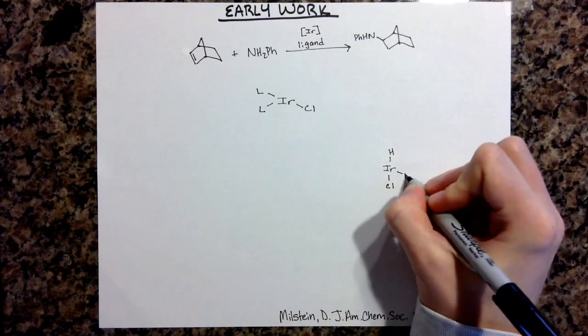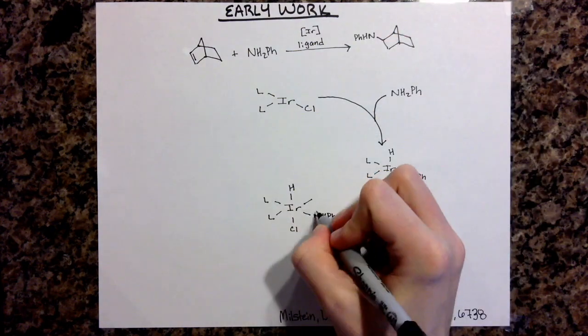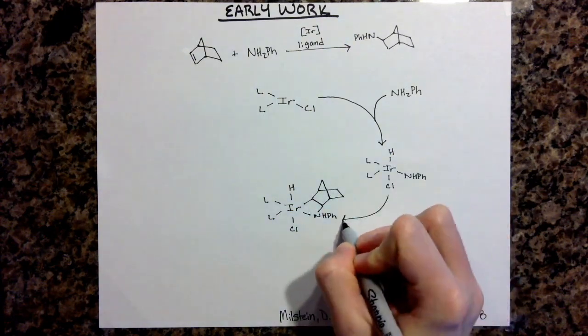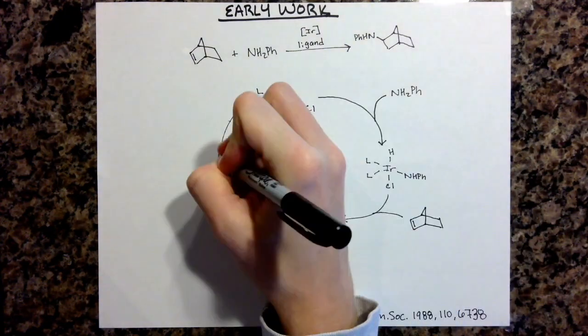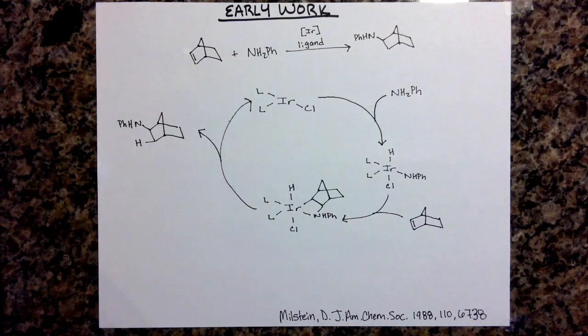So in this mechanism, there's initially an oxidative addition of an NH bond to a metal center to give an amido ligand. Then after olefin coordination, there's a migratory insertion into the amido ligand. And following CH reductive elimination, you get to the aminated product. So this was a really interesting paper from Milstein, but they were limited to using aniline as the amine source and norbornene, which is a highly reactive alkene.